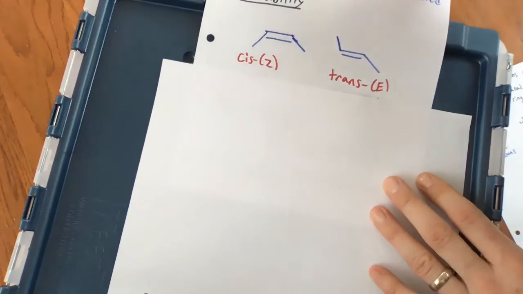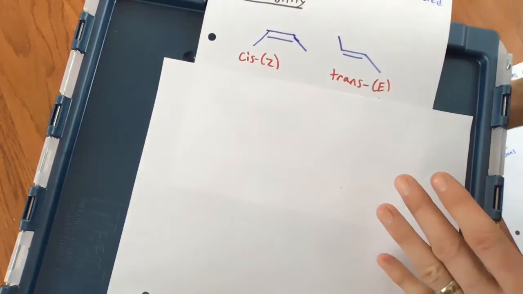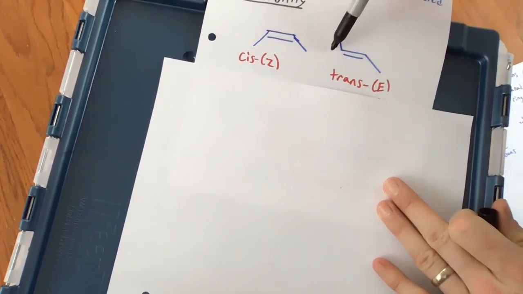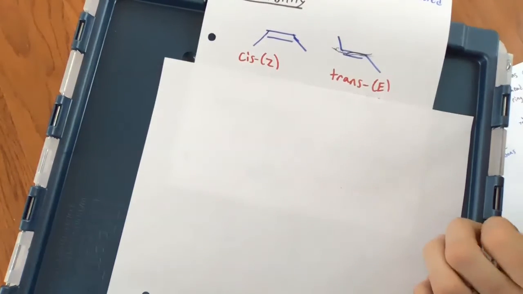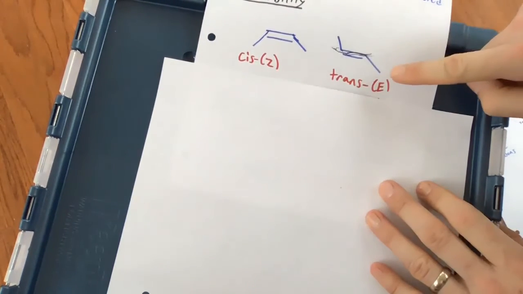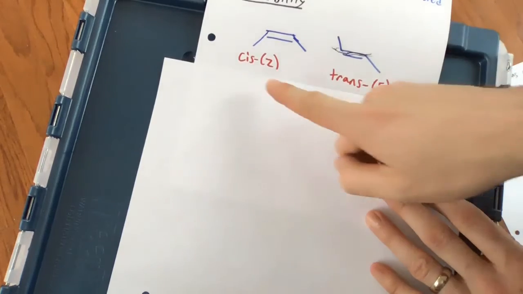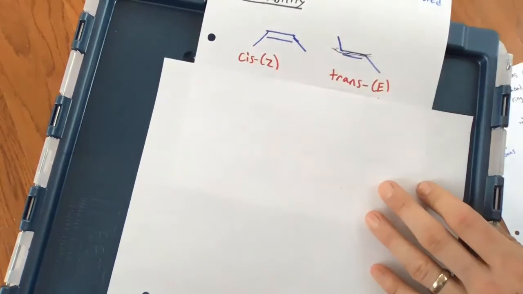And we call them trans because they're on different sides of this kind of imaginary parallel line that we draw right through the double bond. So you see that the trans is opposite that parallel line and the cis is on the same side.